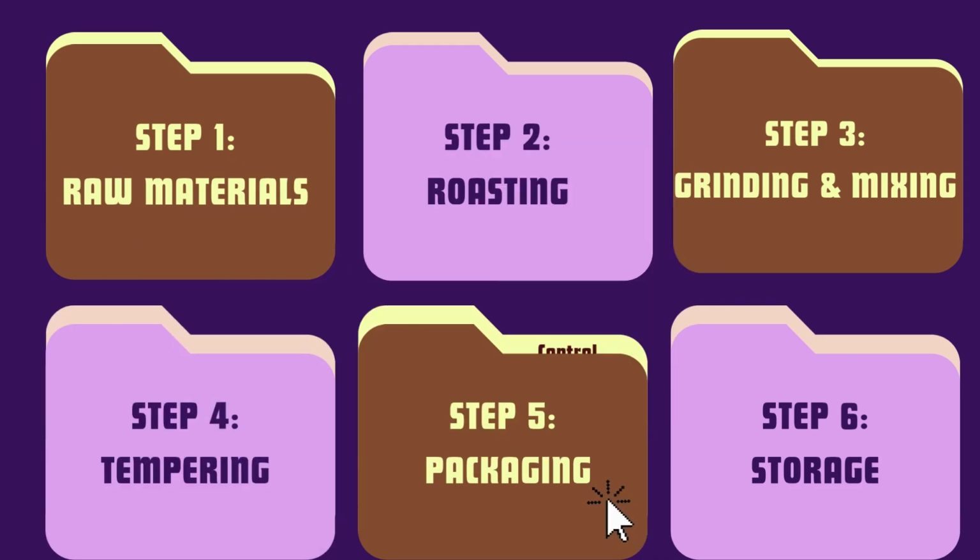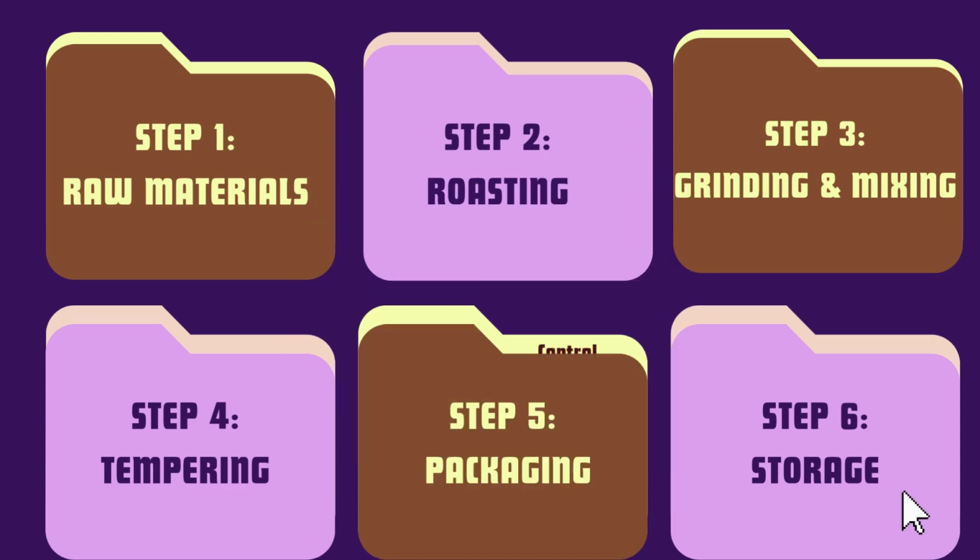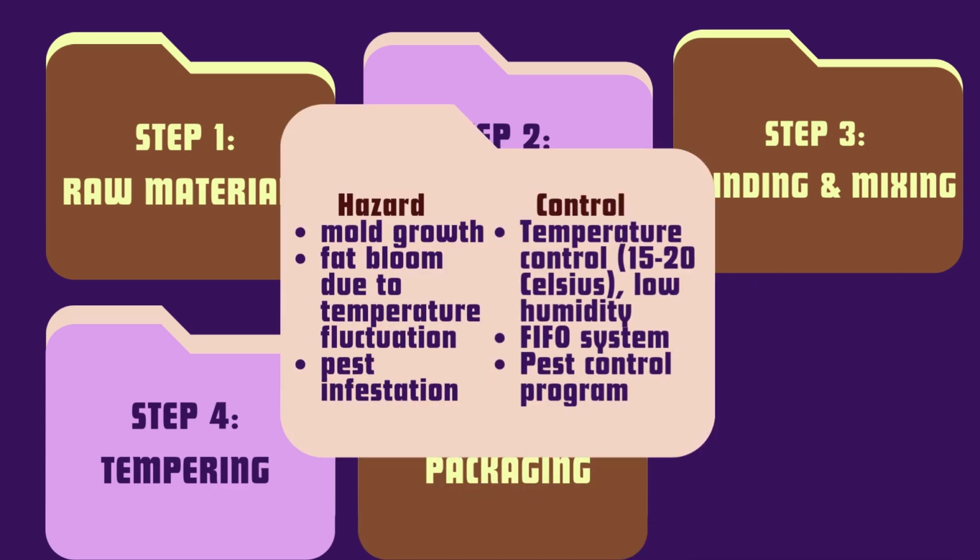For packaging, hazards include contamination from handlers and packaging materials, as well as foreign objects. Controls include hygienic handling, food-grade packaging, and X-ray or metal detection. Finally, during storage, mold growth, fat bloom, and pest infestation can occur. These are controlled by maintaining proper temperature, using FIFO systems, and implementing pest control programs.